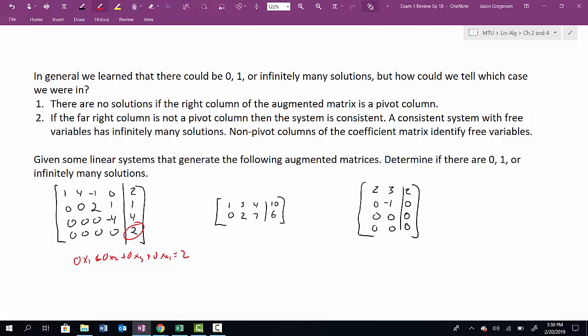So what we'll do for the next two, we'll look at this one and know how many solutions here. Infinitely many. Pivot here, no pivot here, so there are solutions. No pivot here, so there are free variables in any. Over here.